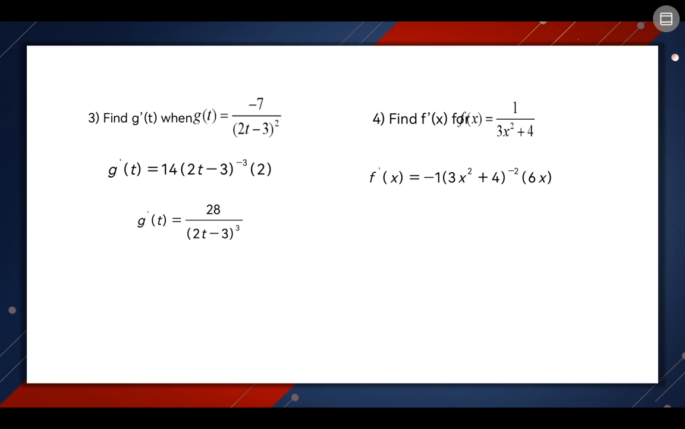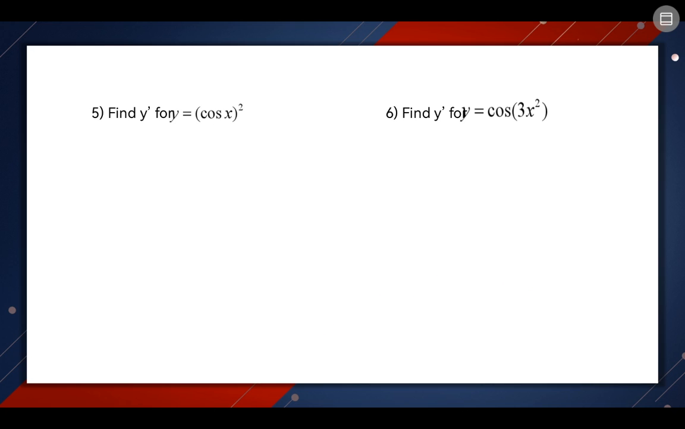And then we can find the fourth question also needs the chain rule. We get negative 2 times (3x squared plus 4) to the power negative 3, and then multiply by 6x. Then we get negative 6x over (3x squared plus 4) to the power of 2. And I think the teacher has explained this question very clearly, right?